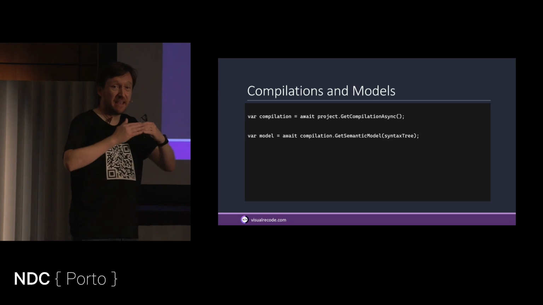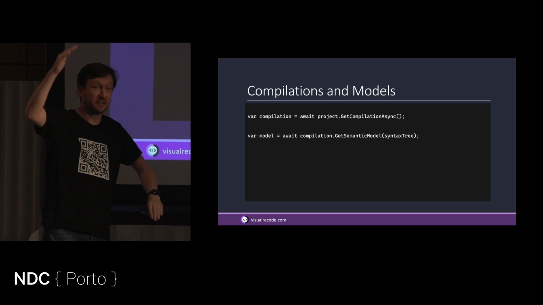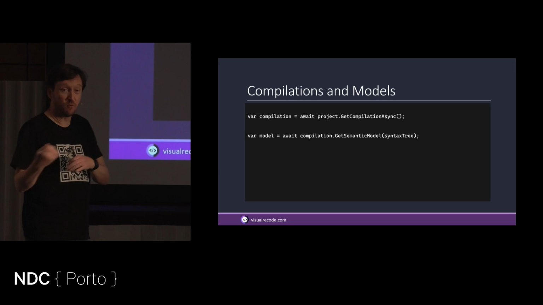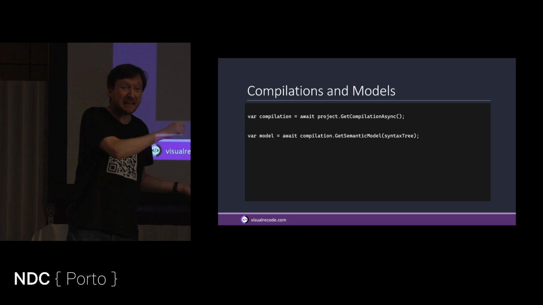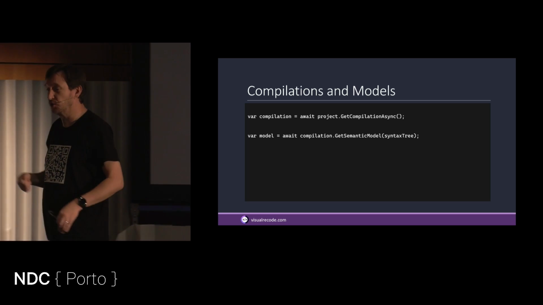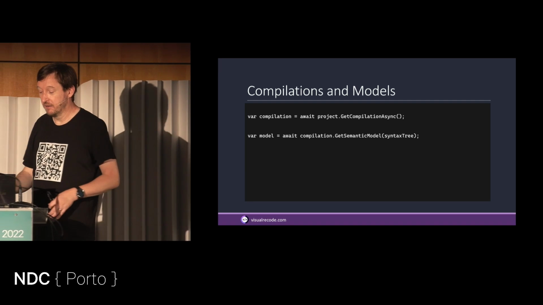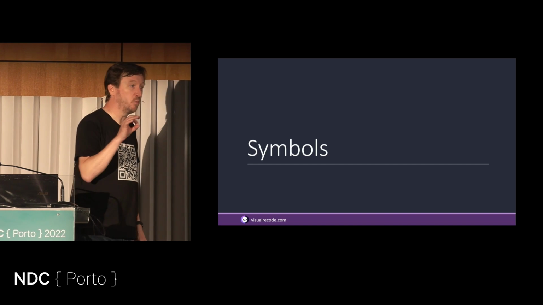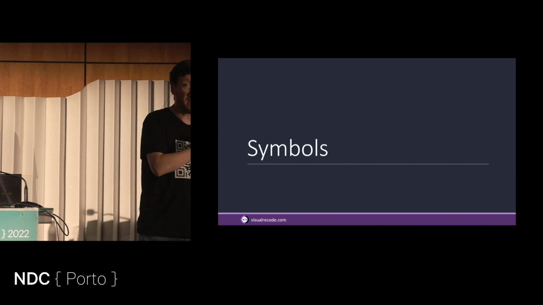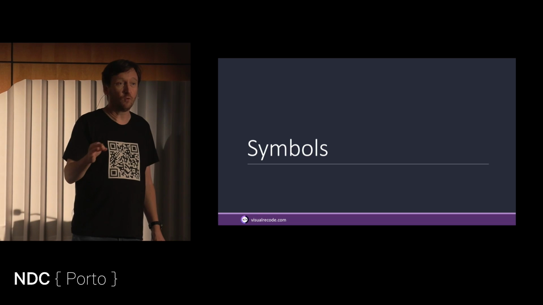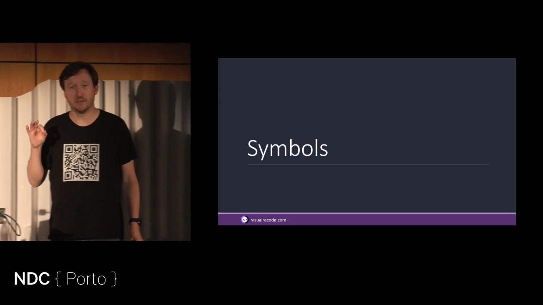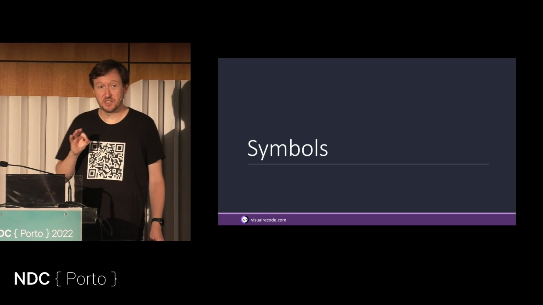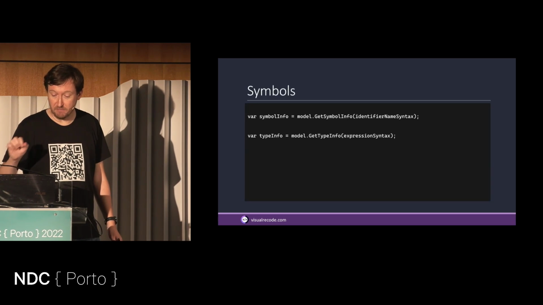So our document says, here is all the code represented as a syntax tree. And then we throw that to the compilation and say, give me the semantic model for this syntax tree, and it gives us back our model. And within that model, where in the syntax tree we have nodes, and the nodes have tokens and identifiers and trivia, the semantic model has symbols.